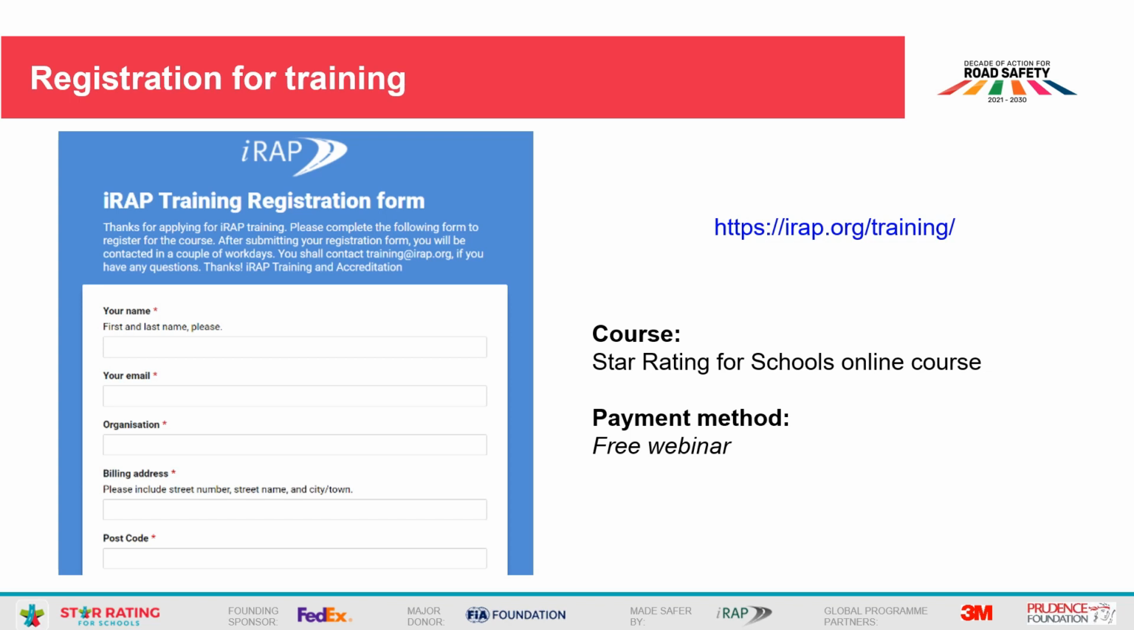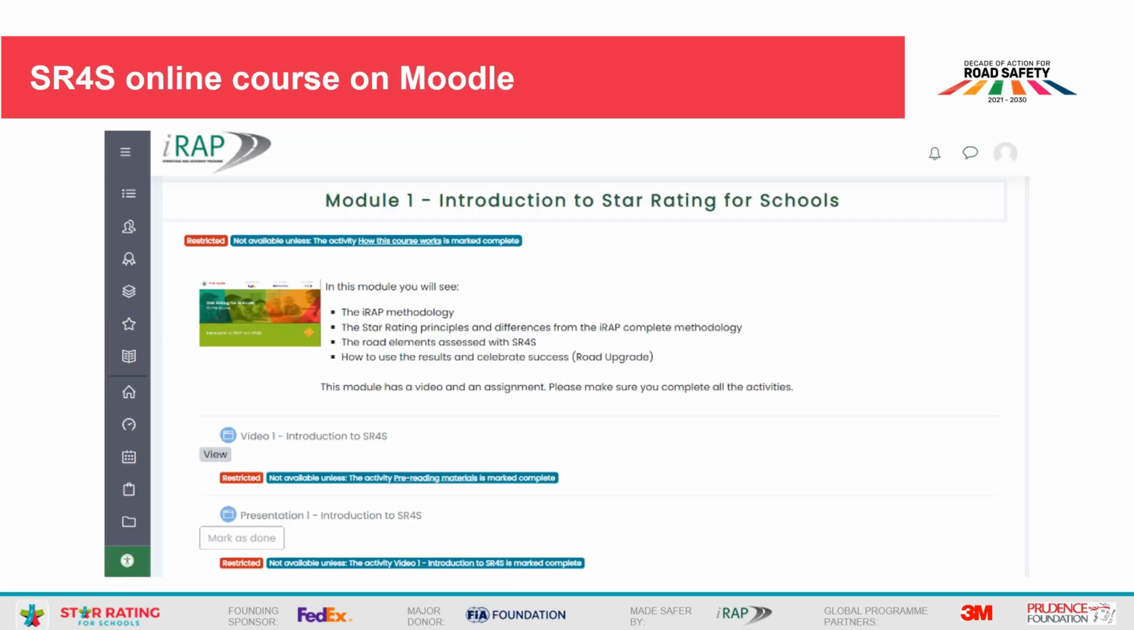After you register in the Star Rating for Schools video course, you will get access to the learning platform Moodle. On Moodle, you will find the videos, assignments, and supporting materials for each of the lessons discussed throughout the course.